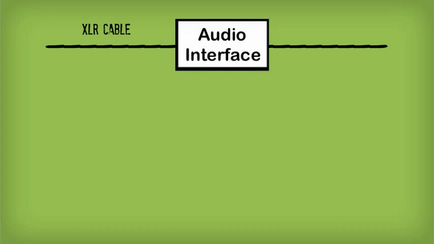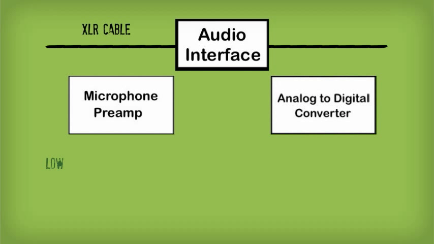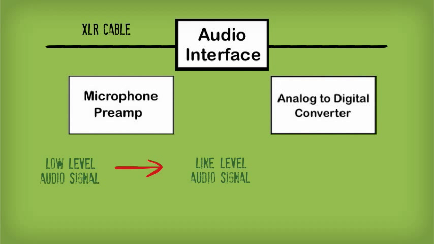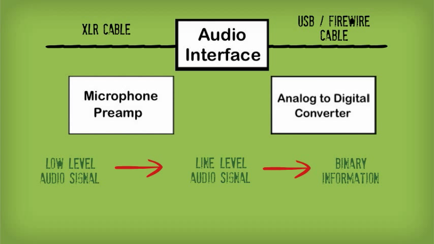Our audio interface will use a microphone preamplifier to transform the low-level audio signal into a line-level signal which will be strong enough to be manipulated by other devices. After that, the analog-to-digital converter will change the signal again, but into binary information, or series of zeros and ones, which the computer can actually understand. Then, this will be transmitted by a USB or firewire cable.